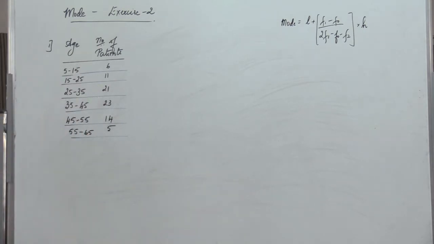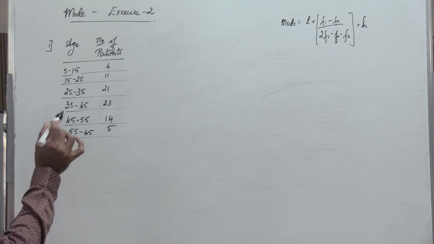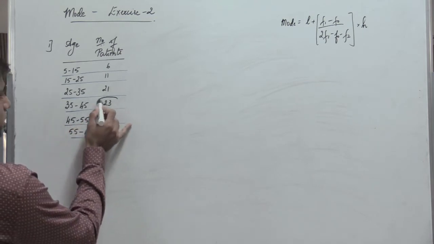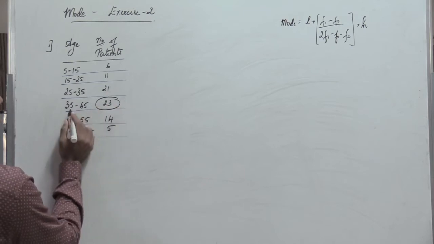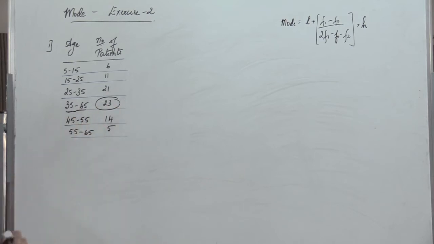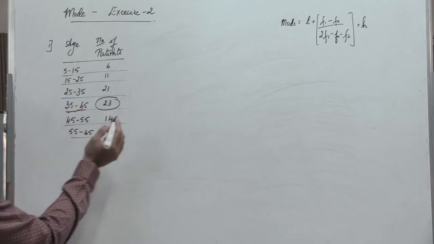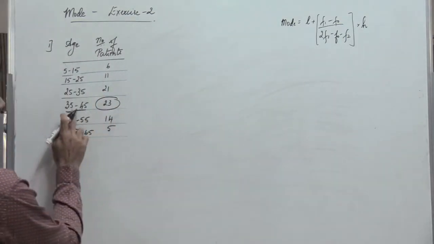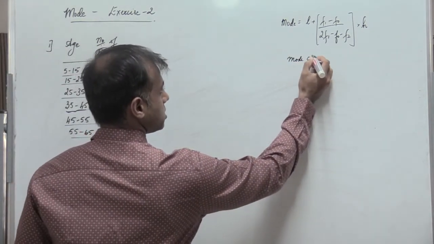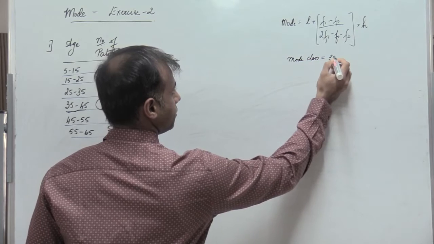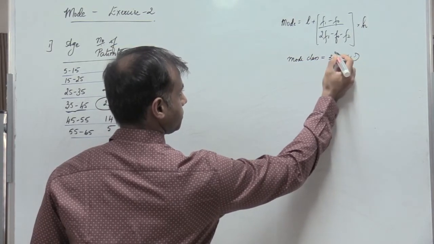So to find the mode, the first thing we need to do is identify the maximum frequency. So we find that the maximum number of patients are in the age group 35 to 45, right? So this becomes the mode class. So the mode class is 35 to 45.